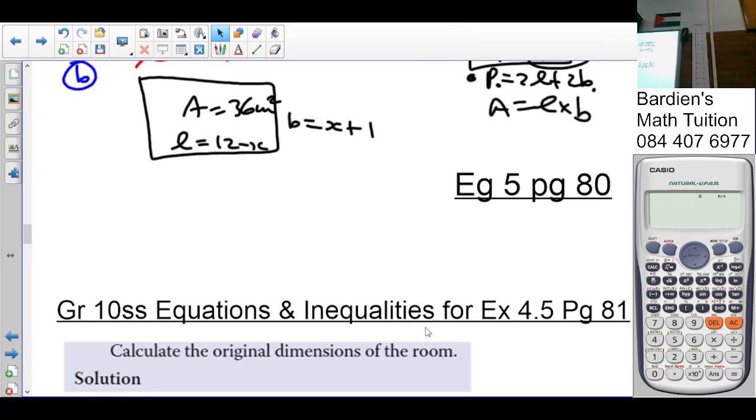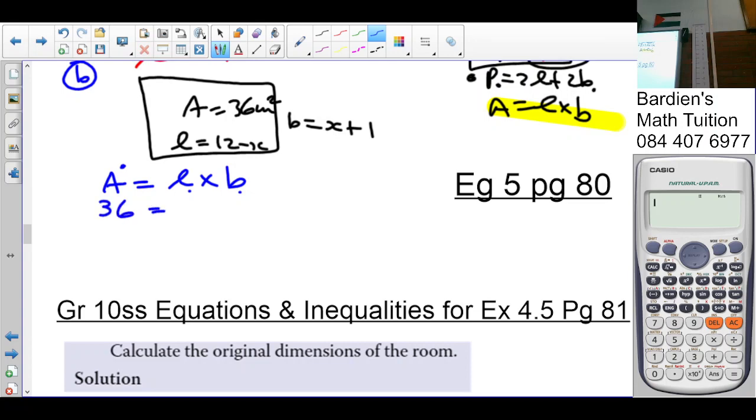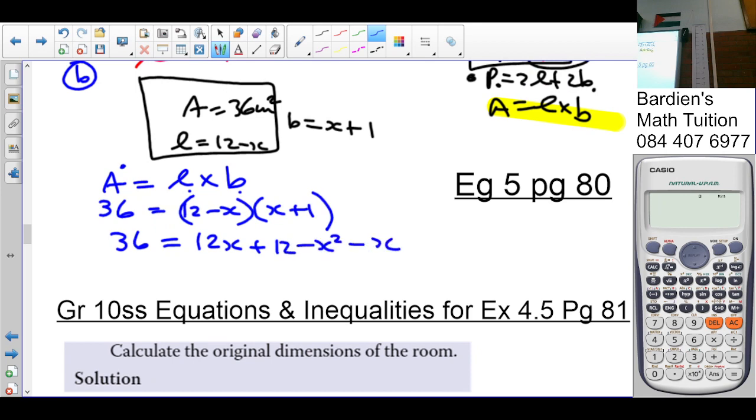But remember that formula that says area is equal to length times breadth. So I go with that formula there. Why? Because the A is given and the L and B in terms of x is given as well. So it's going to be 36 is equal to length, which is 12 minus x, times your breadth, which is x plus 1. Get rid of the brackets. It's going to be 36 is equal to 12x plus 12 minus x squared minus x.